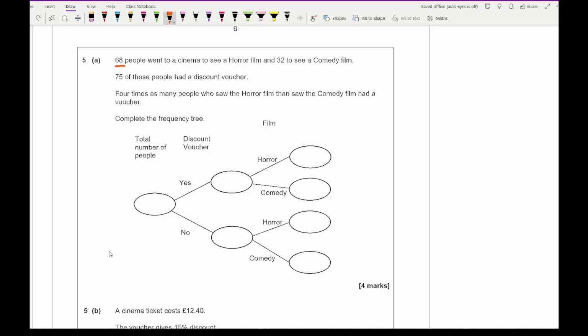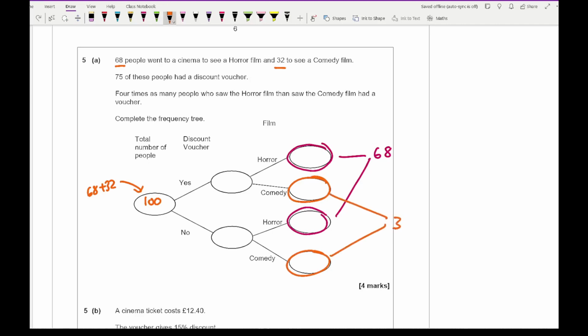So let's first of all work out the total number of people, which is going to be 68 plus 32, which is 100. Then from this we know that 68 people went to see a horror film. So this number plus this number needs to add up to 68, and this number and this number need to add up to 32. Now, from this we can say that 75 people used a voucher. So 75 people used a voucher. How many didn't use a voucher is going to be 25.